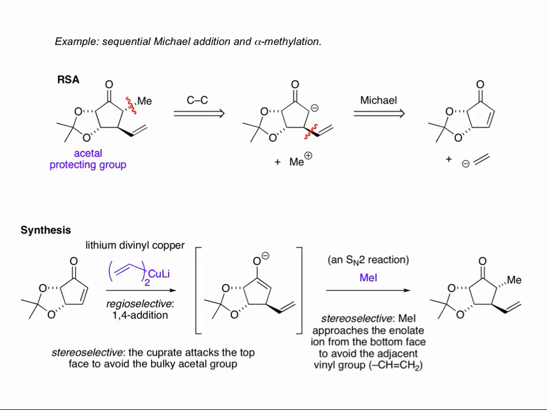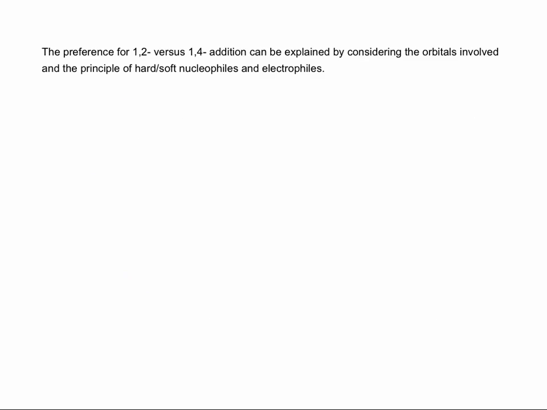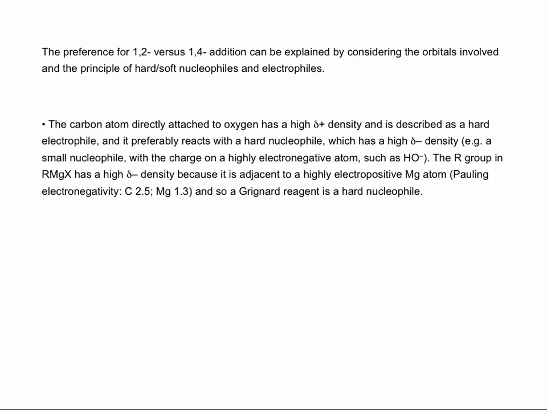This is a really nice example where we're combining both Michael addition and alpha methylation, and we're making these chiral centers stereo selectively. So the preference for 1,2 versus 1,4 addition can be explained by considering the orbitals that are involved in the principle of hard, soft nucleophiles and electrophiles.